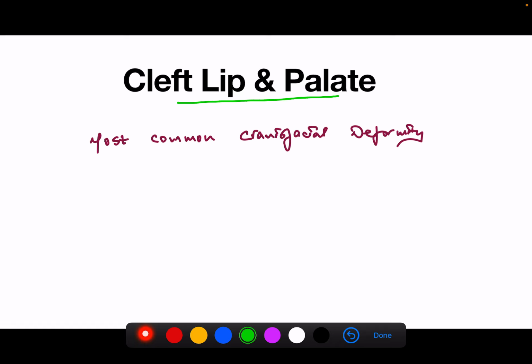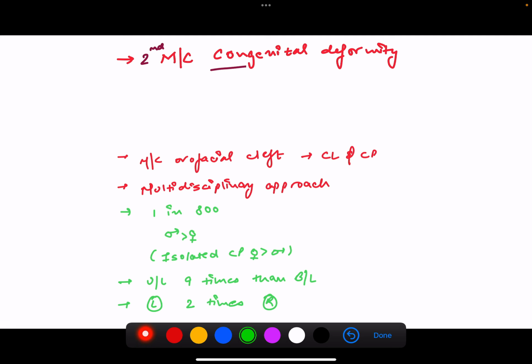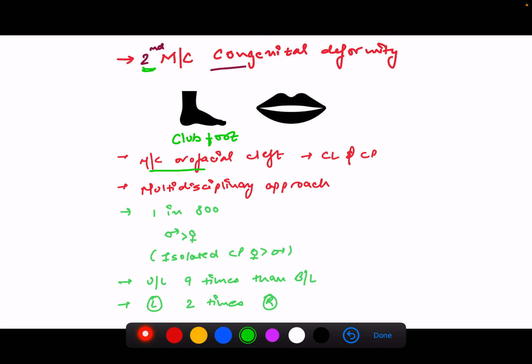Today we'll be learning about cleft lip and palate. So basically it is the most common craniofacial deformity, while it is the second most common congenital anomaly because the first one is clubfoot and second is cleft lip. So it is the most common orofacial cleft.